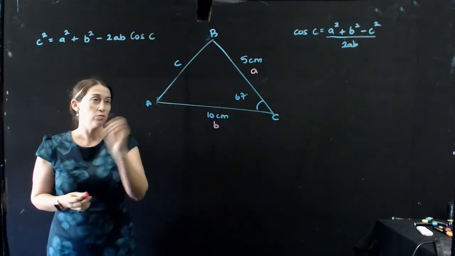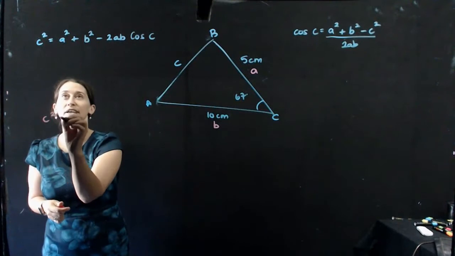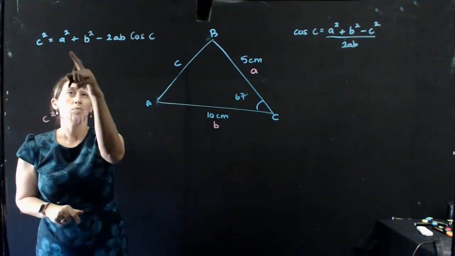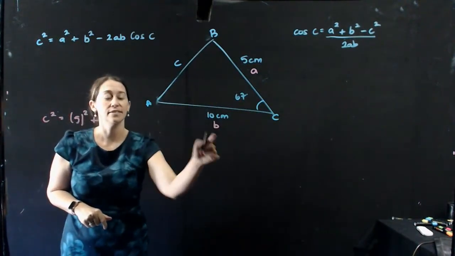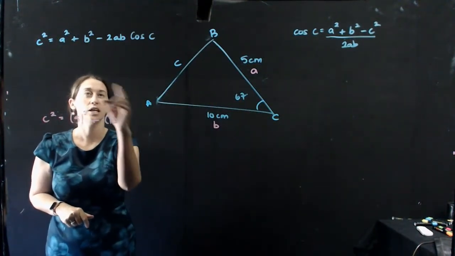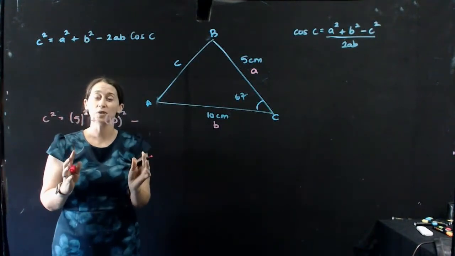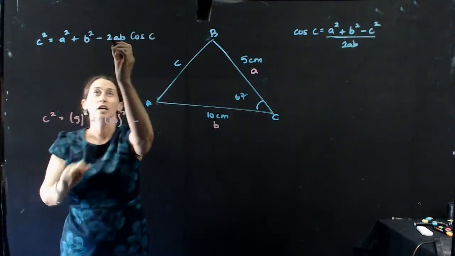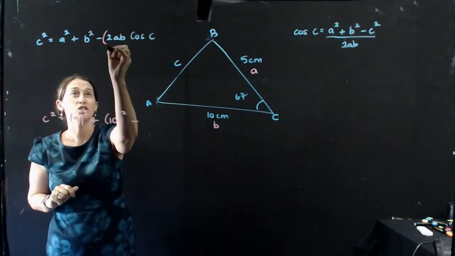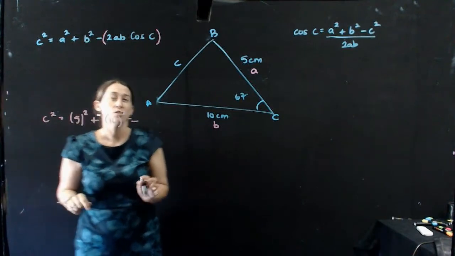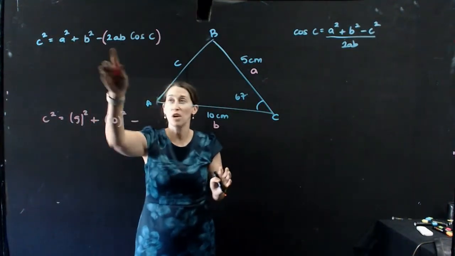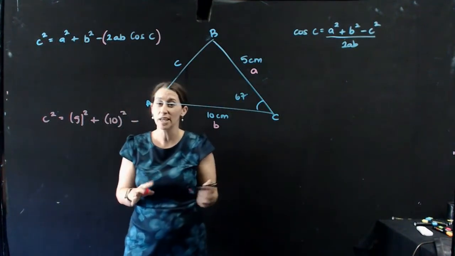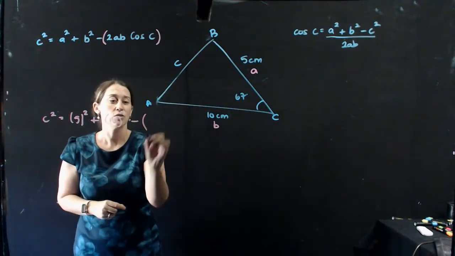So we've got c squared equals a squared, that's 5 squared, plus b squared, well b is 10, so plus 10 squared. Take away, now you need to understand with the cosine rule that it's take away this whole expression here. So sometimes I find it helpful to tell my students to put brackets around this section so that they don't think that they're just subtracting the 2ab and then multiplying that by the cos c. You have to be really careful here, so it's take away all of this. So I will put a bracket there.